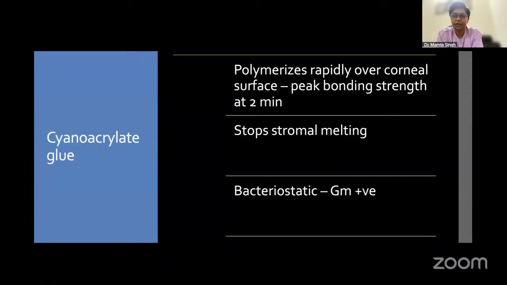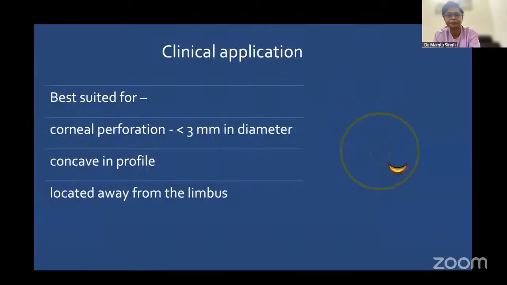Cyanoacrylate is a very strong adhesive. It polymerizes rapidly over the corneal surface, and the peak bonding strength is seen after 2 minutes. It stops stromal melting, and it has got bacteriostatic property against the gram-positive bacteria.